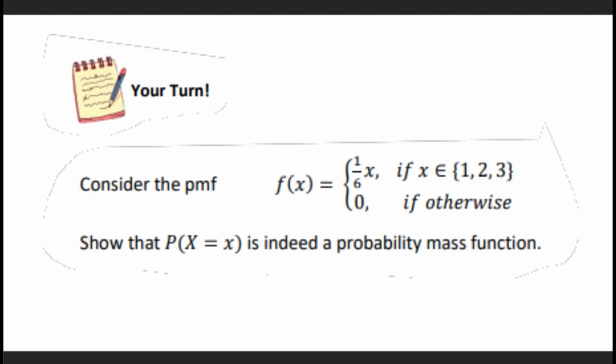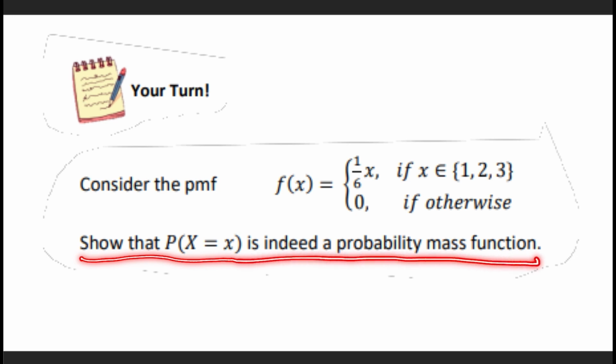Now your turn. Consider the PMF function f of x is equal to 1 over 6 x, if x is an element of 1, 2, 3, and equal to 0 otherwise. Question: show that the probability of X equal to x is indeed a probability mass function.